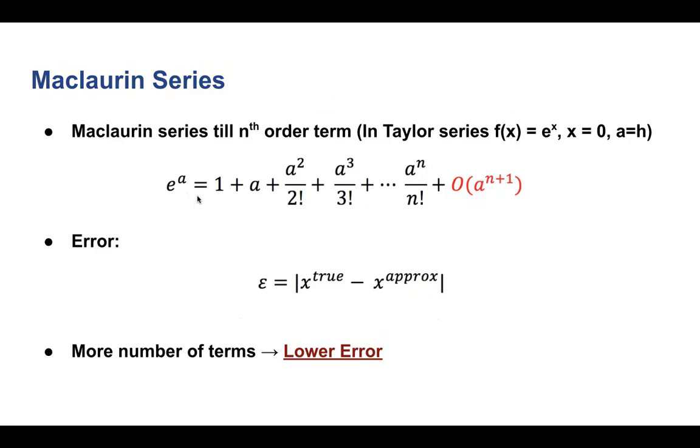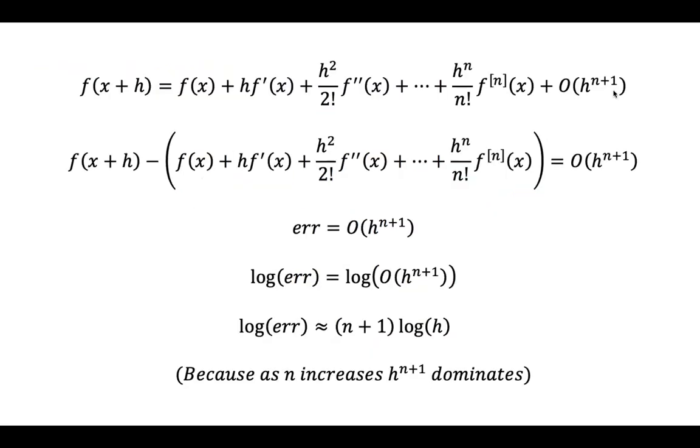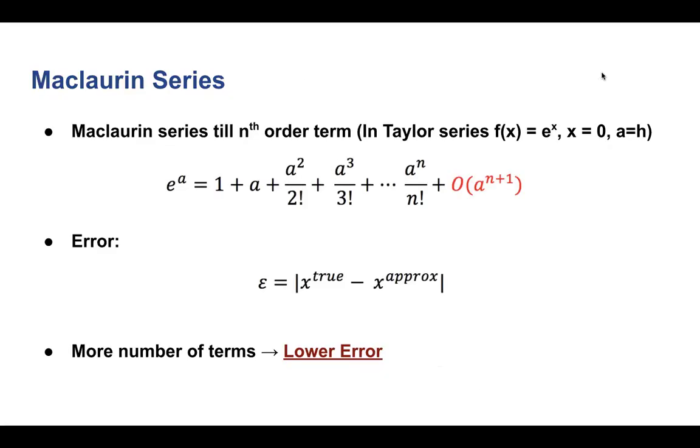e raised to a is equal to 1 plus a plus a square by 2 factorial plus a cube by 3 factorial plus and so on, a raised to n by n factorial. Again, you will see that it has an order of accuracy a raised to n plus 1. This is similar to the Taylor series, okay? h is equal to a, right? So obviously, you will be getting O of a raised to n plus 1. So that will be the Maclaurin series that you have.